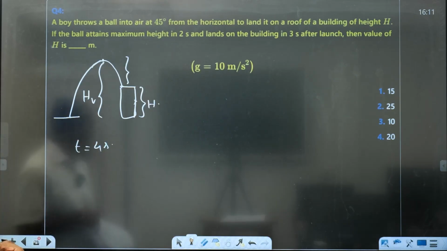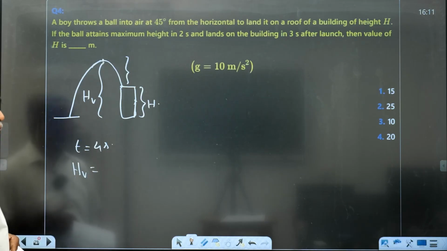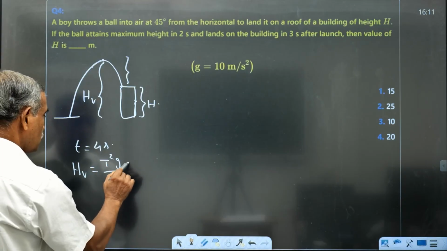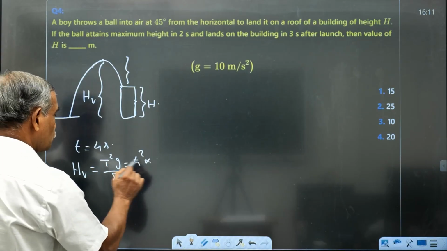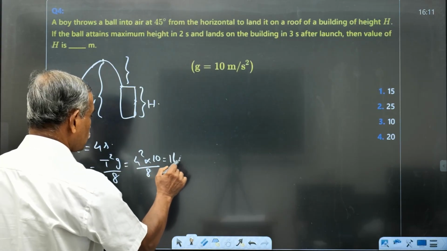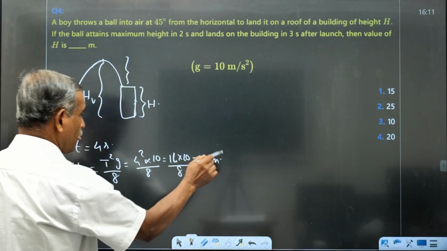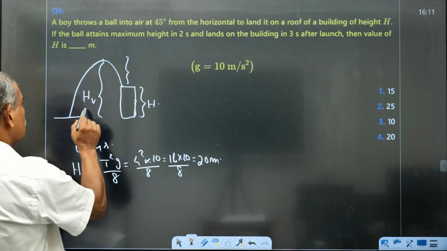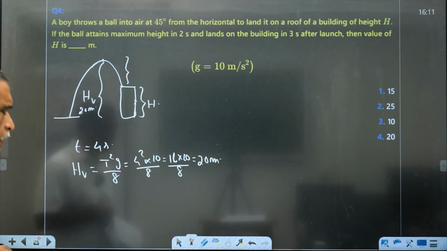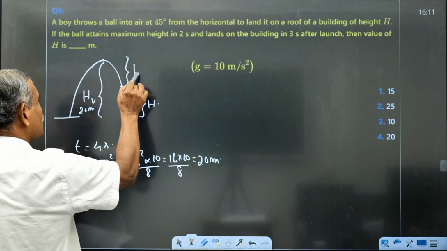Suppose we call it Hv. Then Hv, the vertical height, is equal to T square g by 8, which is equal to 4 squared into 10 by 8, that is 16 into 10 by 8, which is 20 meters. This is 20 meters. Now we have to find this one, this is small h.